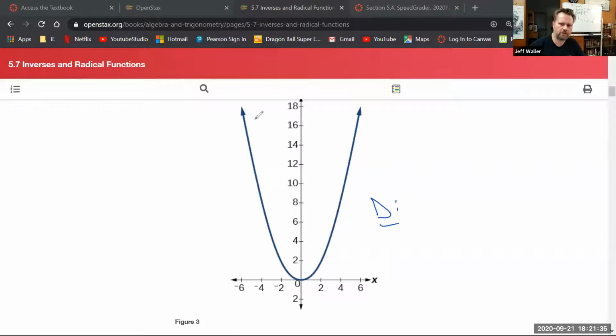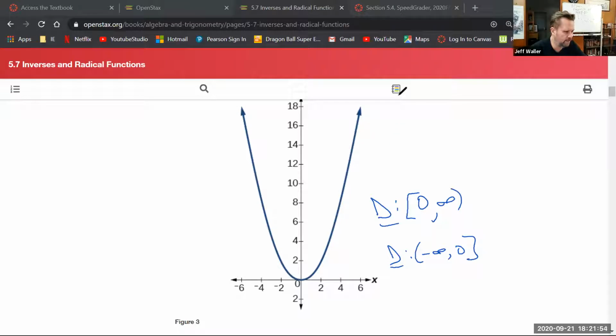Well, can I restrict the domain and chop some of this away so that it can pass? 0 to infinity. Yeah, one way is 0 to infinity. What's another way? Negative infinity to 0. I like that, because people often forget you don't have to cut that part out, you can cut the other part out instead.